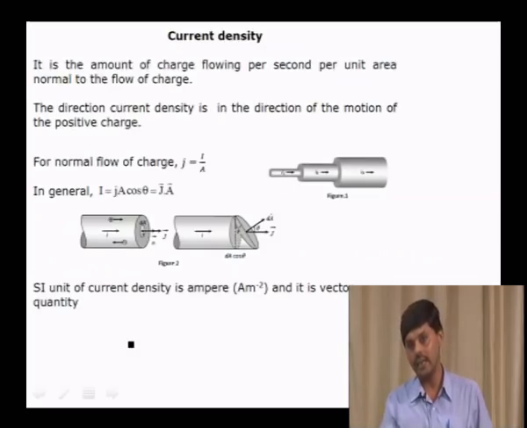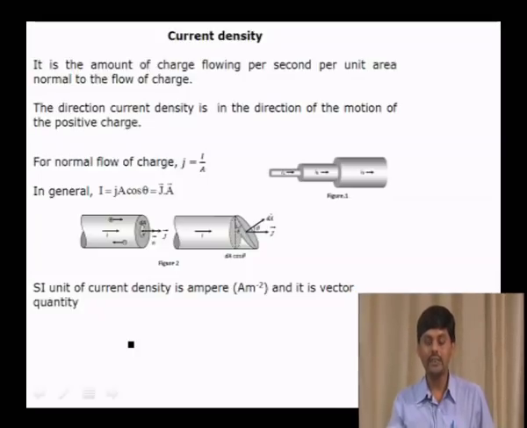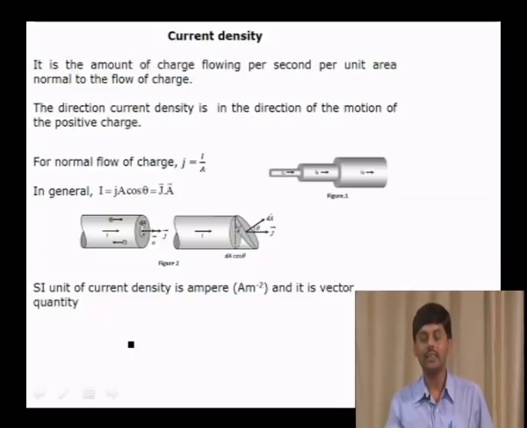Next, current density. It is the amount of charge flowing per unit area normal to the flow of the charges. The direction of current density is the direction of the motion of positive charges. For normal flow of the charges, J is equal to I by A, meaning current per unit area. In general, I is equal to J A cos theta, that is, the vector J dot A.